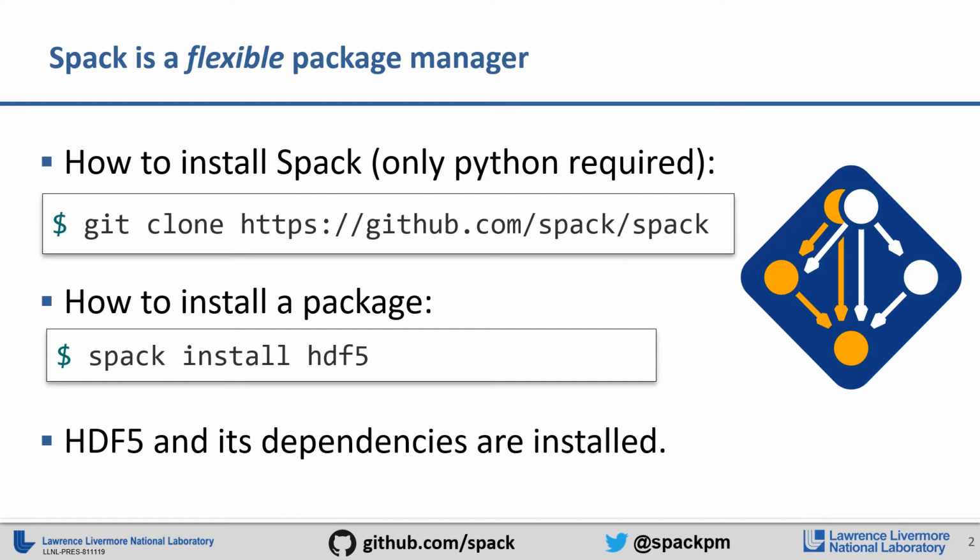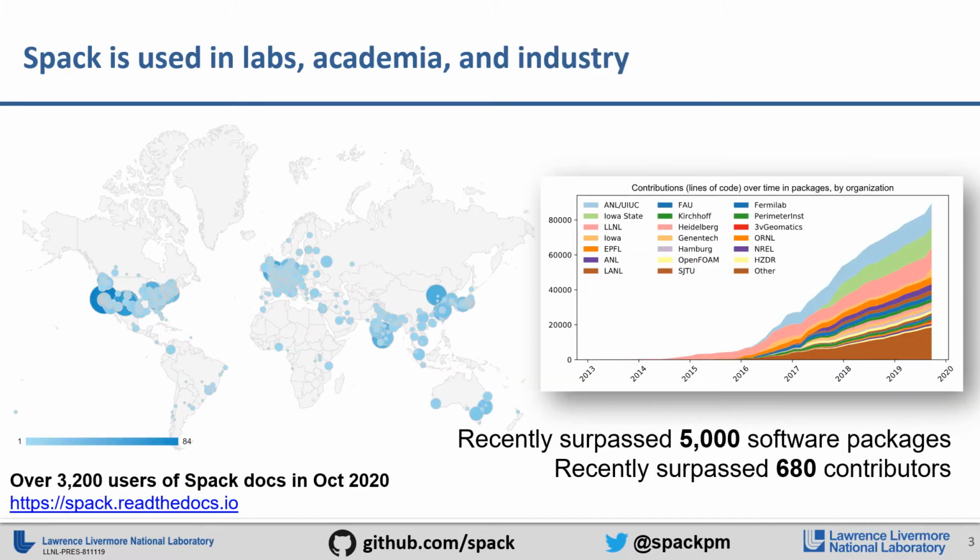If you're not familiar with Spack, it's a flexible package manager for HPC. It's very easy to clone and just get started running. You can clone it from the URL here. And to install a package, all you do is say spack install hdf5. What it does is simplify installation for HPC. It pulls down HDF5 and all of its dependencies, builds the dependencies, builds HDF5, and you can use the library.